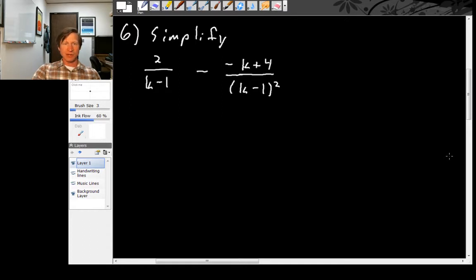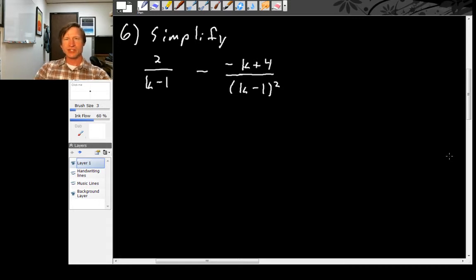As always with anything having to do with rational expressions, it works the same for rational expressions as it does for fractions. And since these two rational expressions have different denominators, we need to get a common denominator to subtract them, just like with fractions.